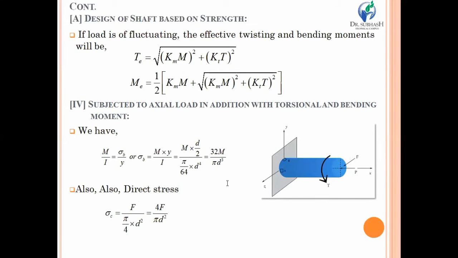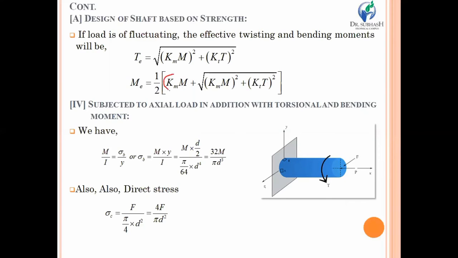Suppose the shaft is subjected to fluctuating load. At that time, you should go for the effective twisting moment and effective bending moment. Suppose there is one shaft which is subjected to continuously fluctuating load. That means the load does not remain the same throughout the operation or some specific periodic time. So at that time, you just need to calculate effective twisting moment as well as effective bending moment. And for that, over here, effective twisting moment is equal to under root km M square plus kt T whole square, and effective bending moment is 1/2 bracket km into M plus under root km M square plus kt T square.